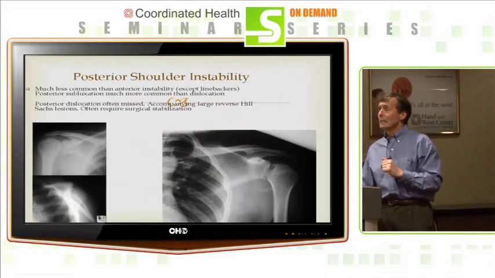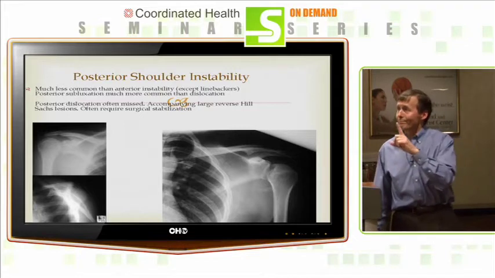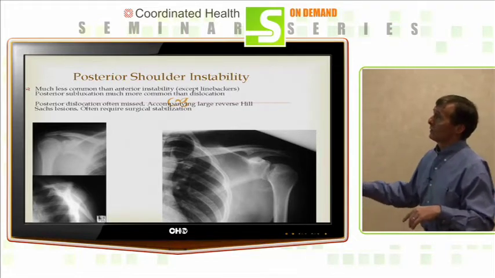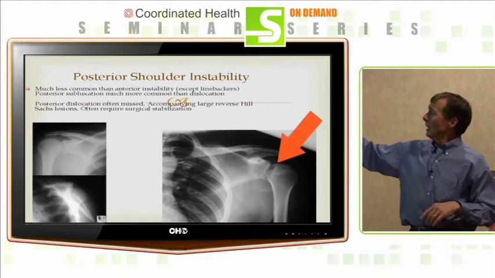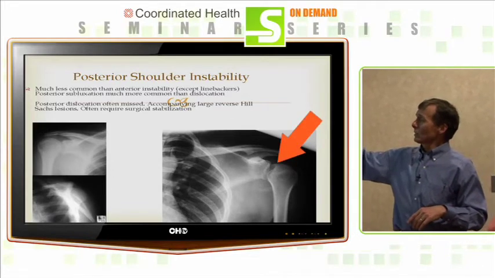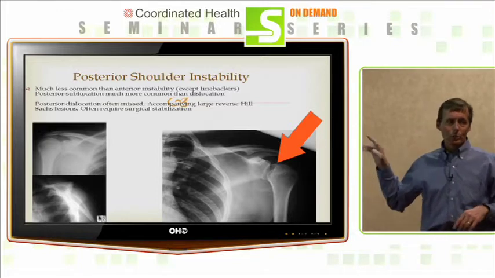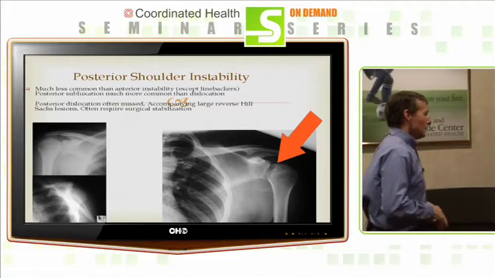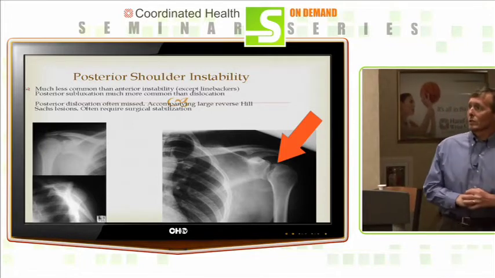Posterior shoulder instability, again, often missed. I've seen at least 4 posterior dislocations in my office or in the emergency room, because to the casual observer it looks like a normal shoulder X-ray, but really that shoulder's out. That shoulder is dislocated posteriorly.